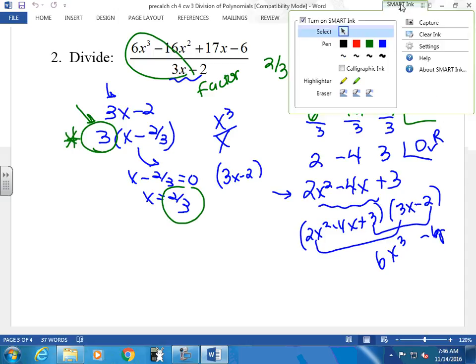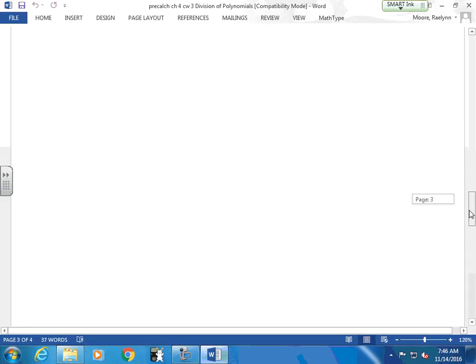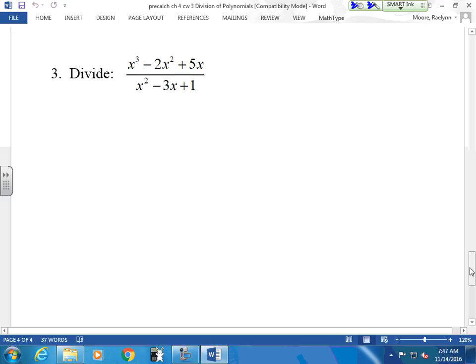Okay, here comes the tough one. Now, here's another situation for synthetic division. The leading coefficient has to be 1, which it is, right? We always use the last 2 terms. And your leading coefficient must be 1.